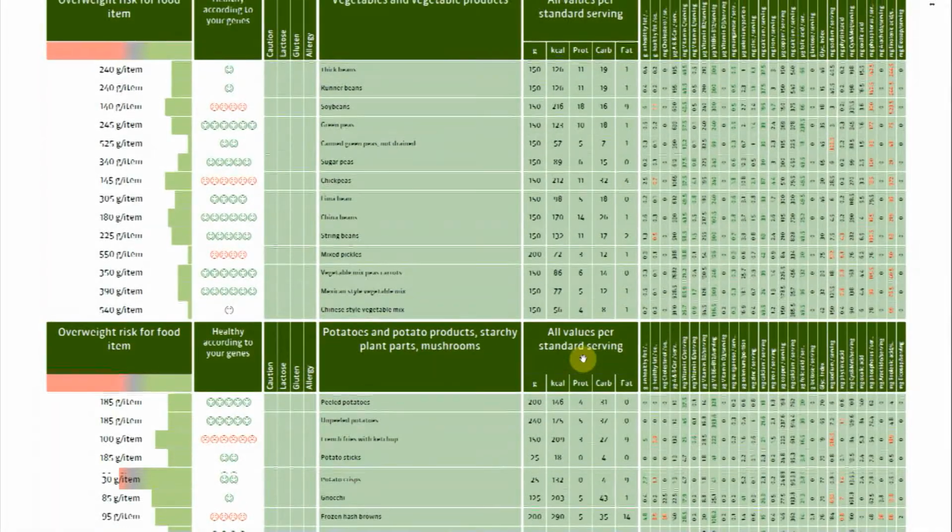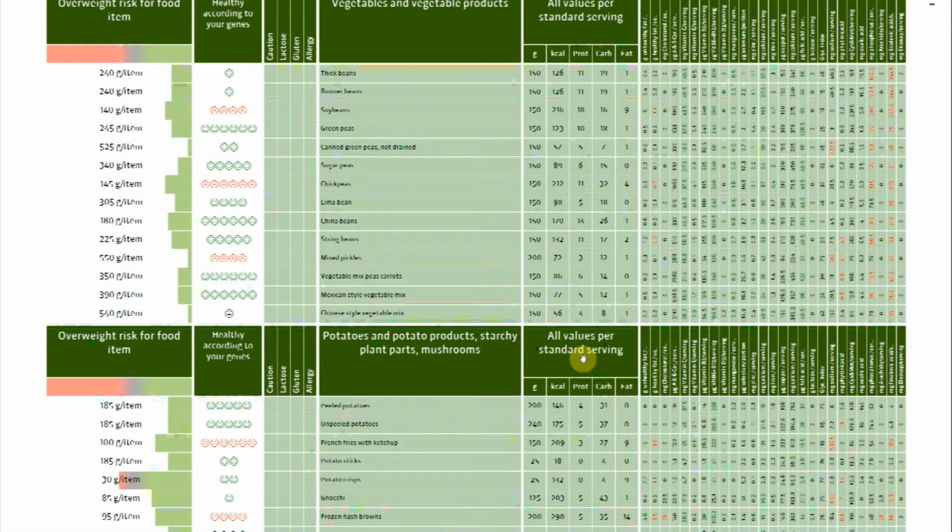So, for example, some beans might be very healthy, but chickpeas are very unhealthy due to some substances that they contain more. Soybeans are not so good, green peas are better. So there are really big differences within the same category of food, based on more than 40 different ingredients or components that this food is made of.